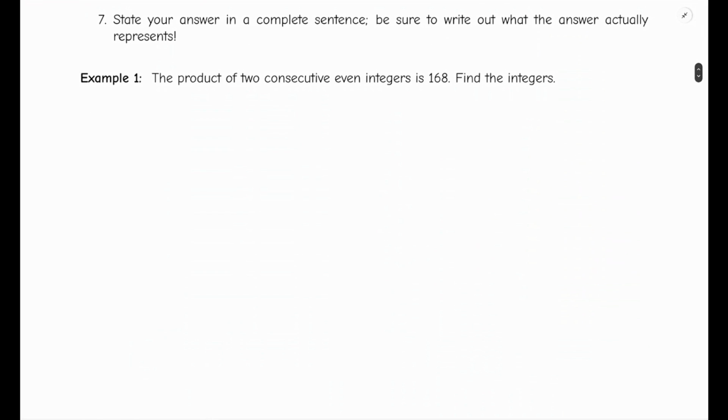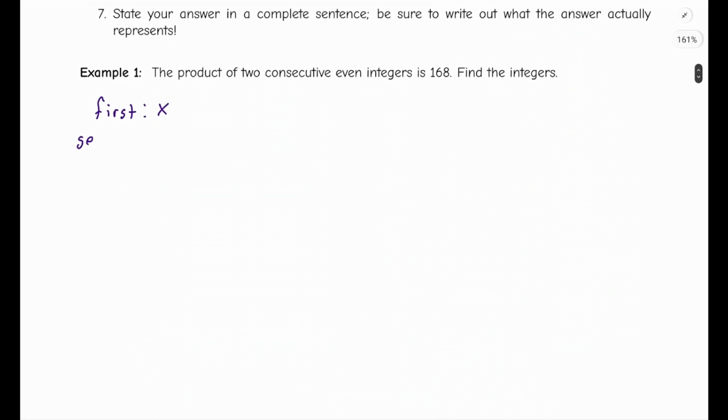Example 1. The product of two consecutive even integers is 168. Find the integers. Our first integer, I don't know what it is, so I'll call it x. Then our second integer is a consecutive even integer, so it's 2 further: x plus 2. The product of these two numbers, x times x plus 2, is 168. Now we have a quadratic equation that we can solve.